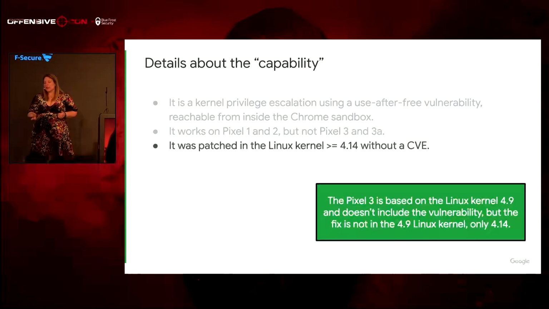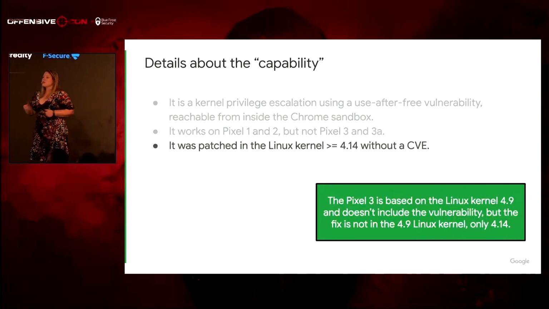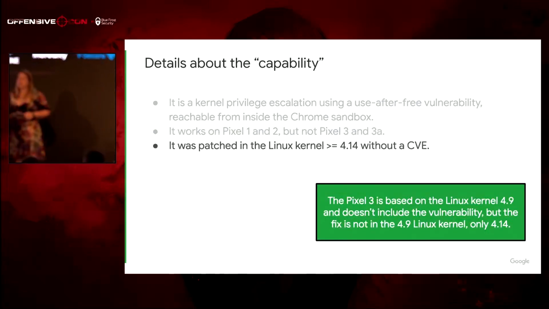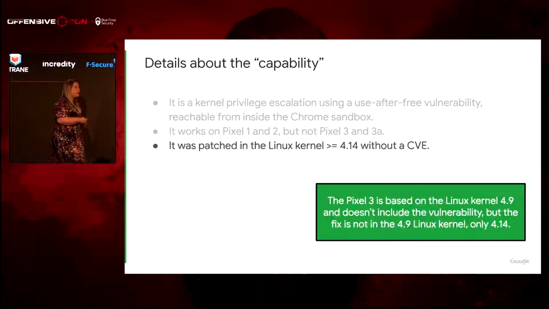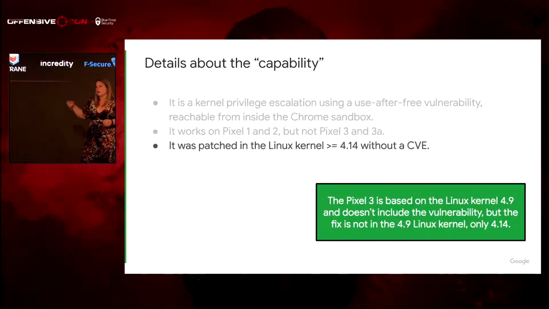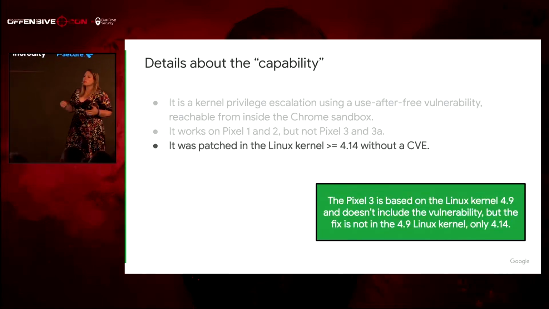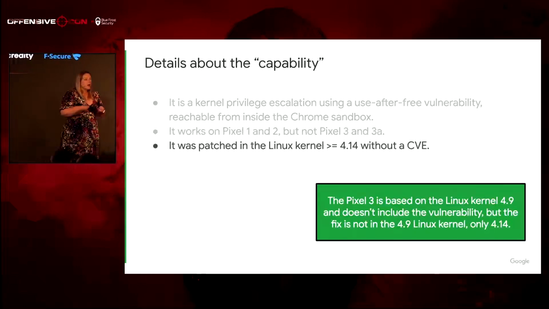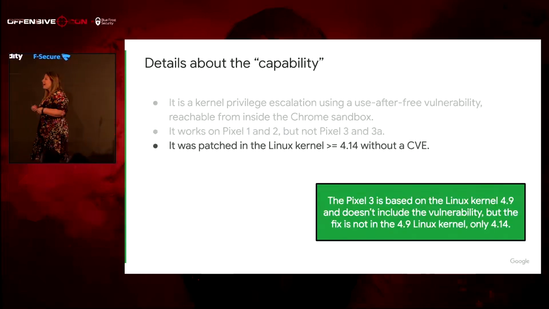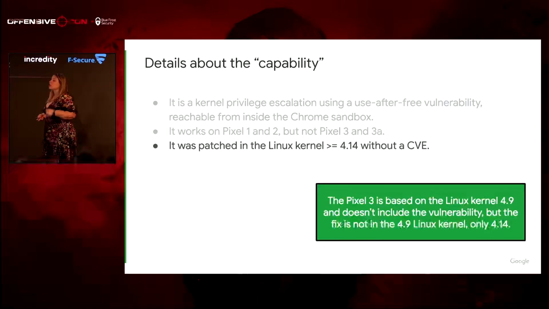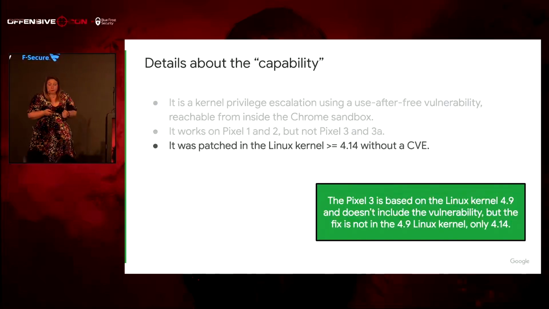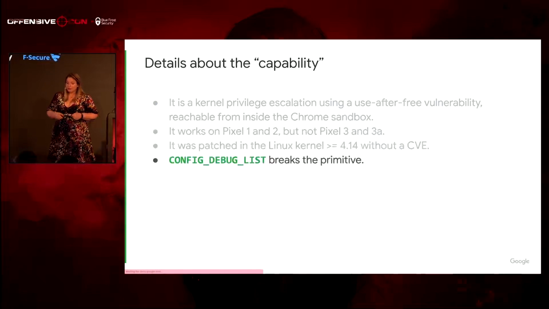But what is highlighted is that we know Pixel 3 is not affected. Pixel 3 runs on 4.9, but now we're being told it wasn't patched in the Linux kernel 4.9, only in 4.14 and greater. So these are all just details to start putting in our head of how do we narrow down which patch for a bug is this vulnerability we're hunting for.